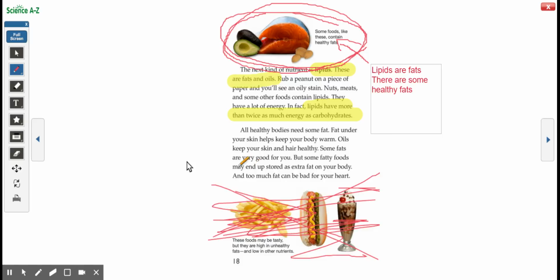All right? So all bodies need some fat. It helps keep you warm, and helps keep your skin and hair healthy. And some of them are good. But some fatty foods just become fat on your body. And too much of it can be bad for your heart along with other parts of your body. So if you're ever helping your parents decide what's for dinner, pick healthy fats. Do not get these bad fats down here.